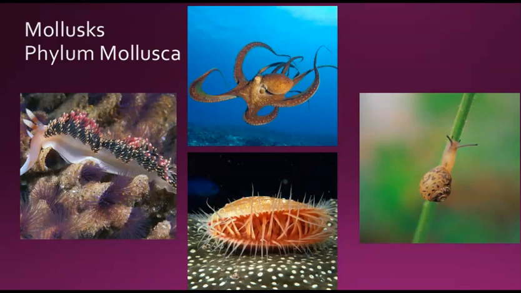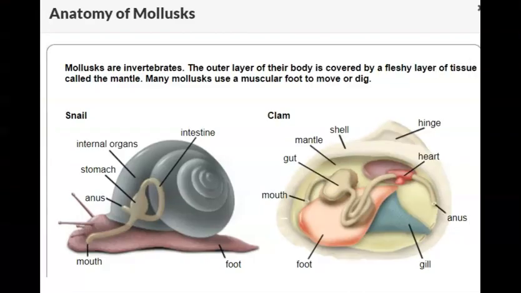If you go to page 9 of your lesson, there is a nice little graphic of the general anatomy of a snail and a clam. So I'm going to switch over to that. And you can see here a little blurb about mollusks. They are invertebrates. They don't have a backbone. They don't have an endoskeleton.